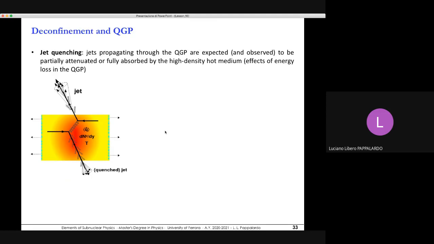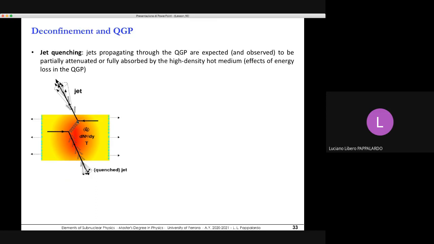Another mechanism that is expected to occur when quark-gluon plasma is formed is the so-called jet quenching. So suppose that a q q-bar pair is created within the quark-gluon plasma fireball, and suppose that it is created, this occurs mainly, in the peripheral region of your fireball. So you create a quark here and an antiquark there, and both quarks and antiquarks, of course, have to hadronize, so they have to produce jets, as we discussed today, right?